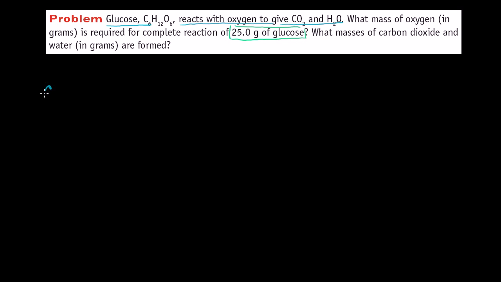So glucose, C6H12O6, reacts with oxygen. Oxygen in its molecular form, there's two atoms there, O2. To give, the products are carbon dioxide, and water.